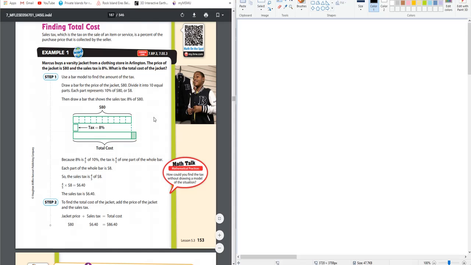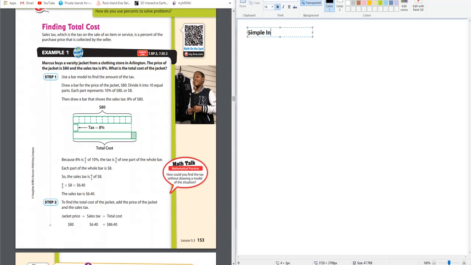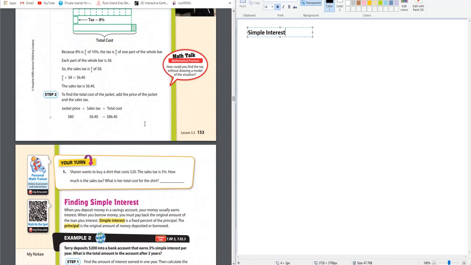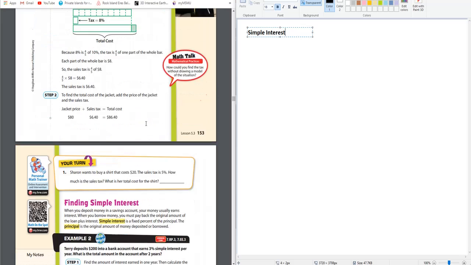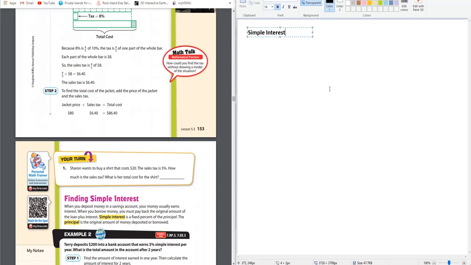So really quickly, interest. Specifically, we're going to be talking about simple interest. So this is the first kind of interest you're going to learn. You'll learn a different kind of interest a few years from now, but right now you're going to learn simple interest. Now, simple interest requires the knowledge of a couple of things. The equation for simple interest, first of all, is always going to equal P times R times T.